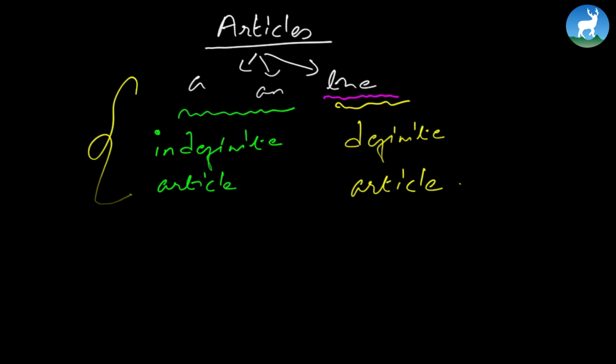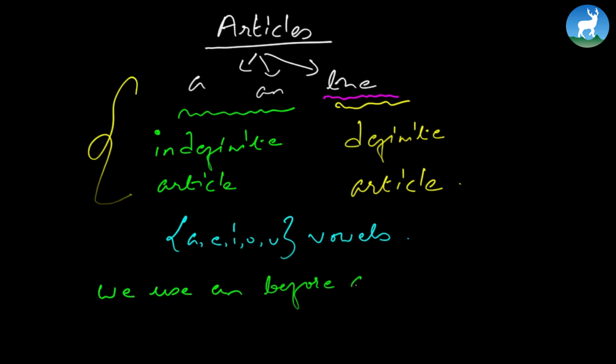Now, apart from that, the use of an. We always have to remember A, E, I, O, U. These are the English vowels. However, we always focus on the vowel sound whenever we use an. Let's say we use an before a vowel sound. For instance, let's say here an example, honest.